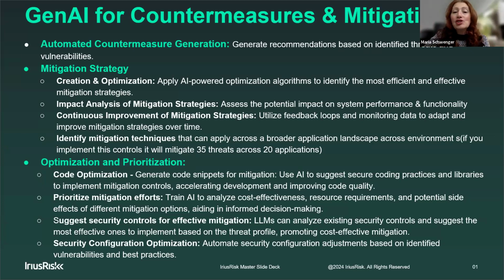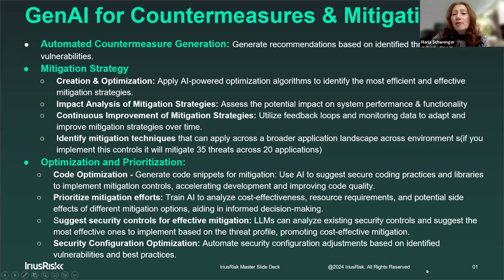Create a mitigation strategy, optimize it. What are the impact analyses? I would like to see those for maybe my mitigation strategy, how I need to change it, how to continuously improve my mitigation strategy, how to identify the techniques that I can use. And especially if these techniques are, let's say, I can change 35 threats, but that's going to be across 20 applications. It's going to help me to do it across my landscape. And a lot about optimization and prioritization.